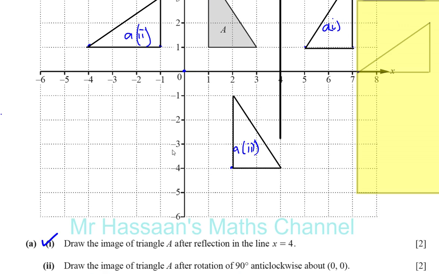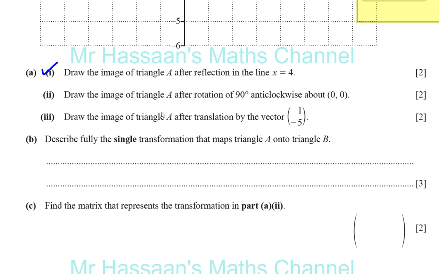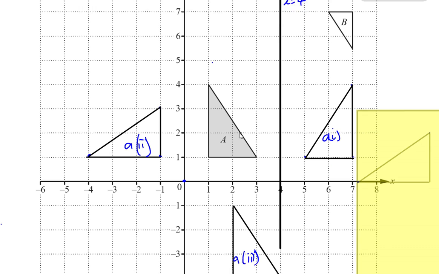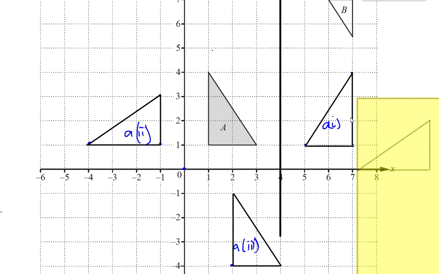All right, so far, that's A. Now, then it says, describe fully the single transformation that maps triangle A onto triangle B. Now, triangle B is over here. Okay, the single transformation that maps A onto B. Now, you can see A and B are different sizes. All the transformations that we're doing, translations, rotations, reflections, those 3 of them, the object and the image will always be the same shape and the same size, just moved around or reflected or rotated, but they're the same shape, the same size, okay?